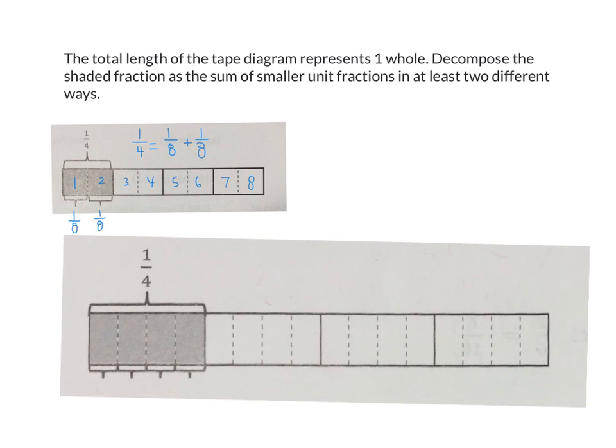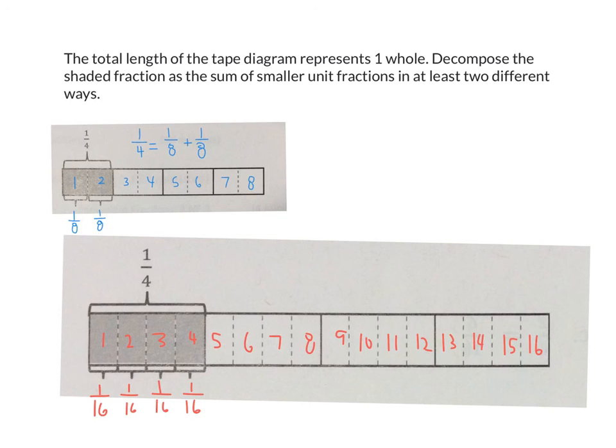Let's take a look at this example here. The same 1/4 has been shaded in, but it's decomposed now in a different way. The 1/4 has been divided into 4 smaller sized sections. So what is the size of the unit here? Take a look. The one whole tape diagram is divided into 1, 2, 3, 4, 5, 6, 7, 8, 9, 10, 11, 12, 13, 14, 15, and 16 equal sized sections, which means my unit must be 1/16. Good.